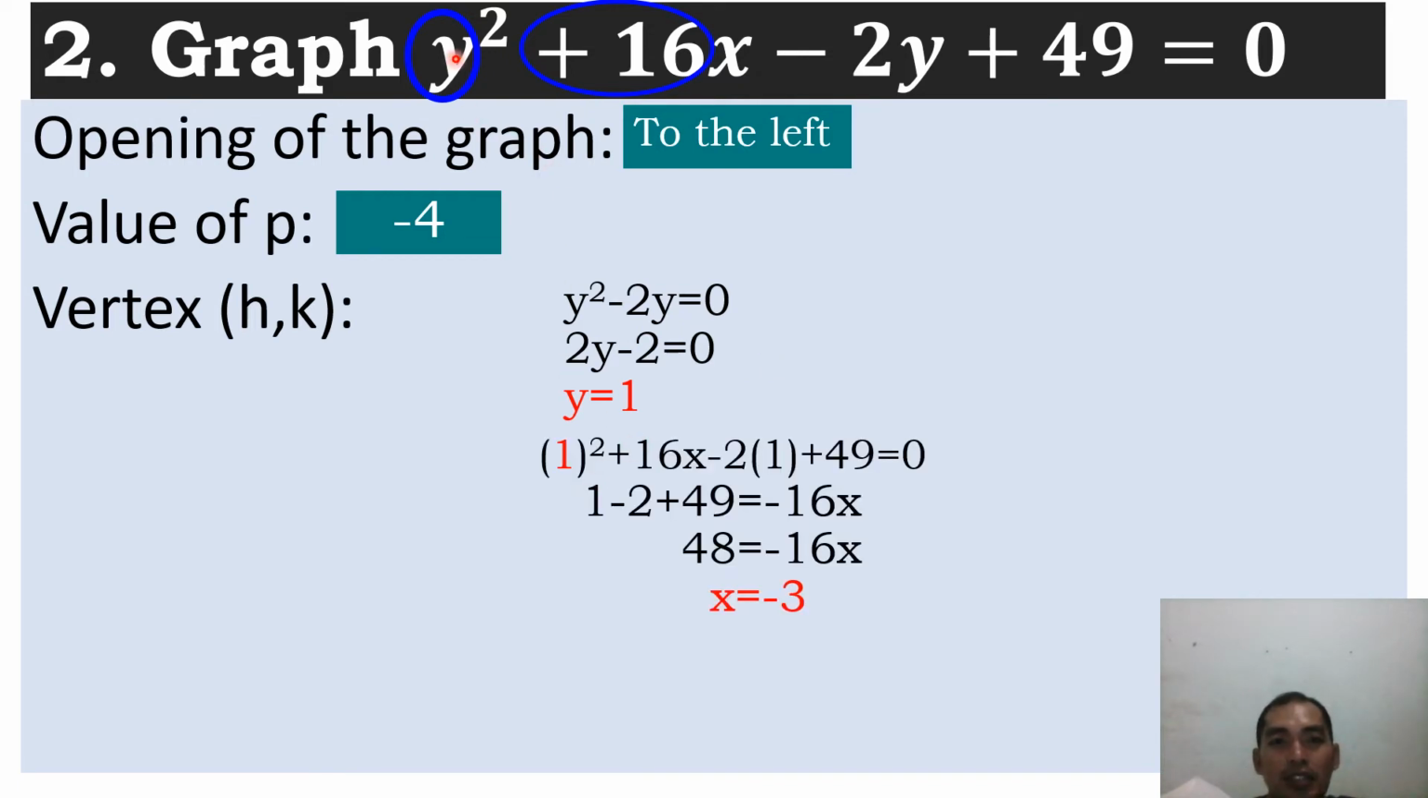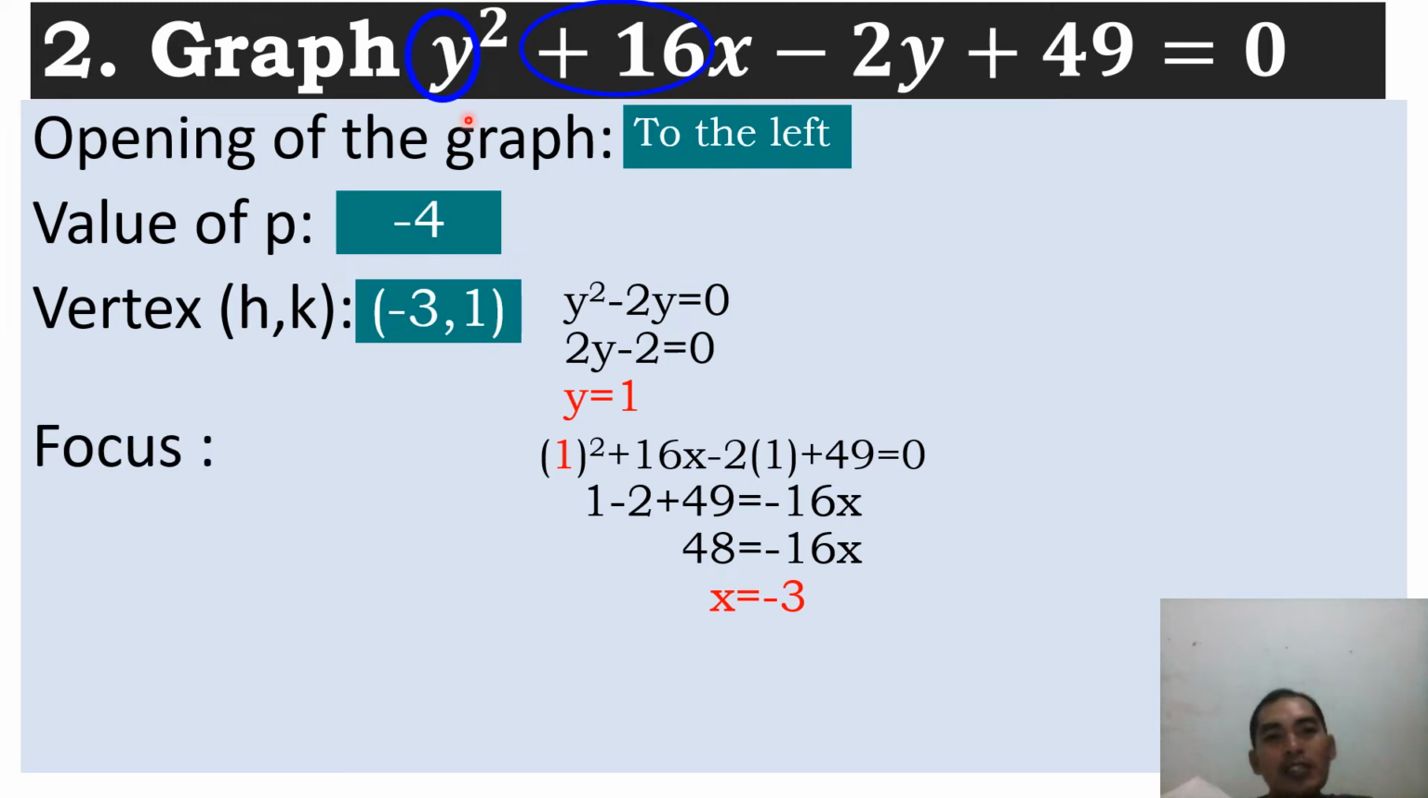After that, substitute 1 to the original equation. So we have 1 squared plus 16x minus 2 times 1 plus 49 equals 0. Transpose 16x to the other side, became negative 16x. 1 times 1 is 1. Negative 2 times 1 is negative 2. Then plus 49 plus 1, 50. Minus 2 is 48. Divide by negative 16 is negative 3. That's our vertex, negative 3, positive 1.